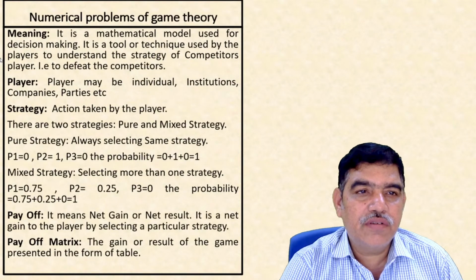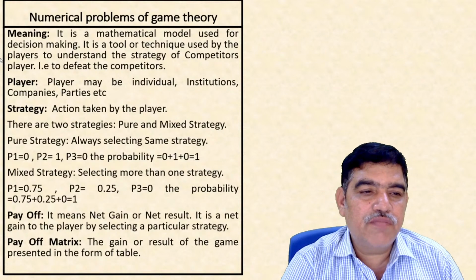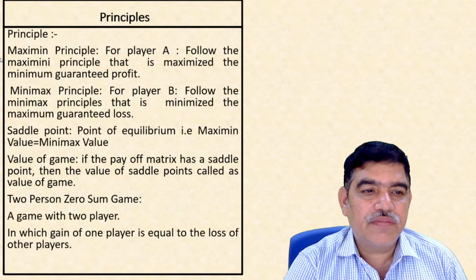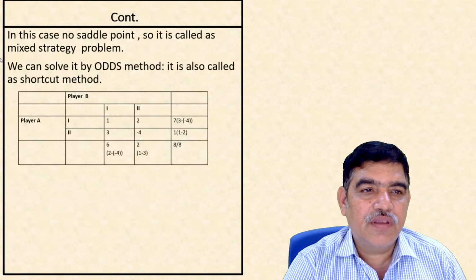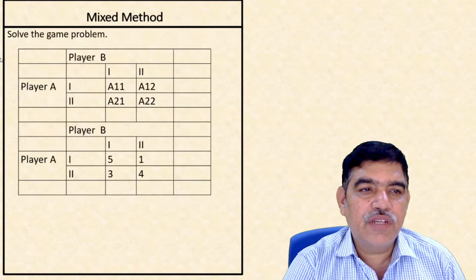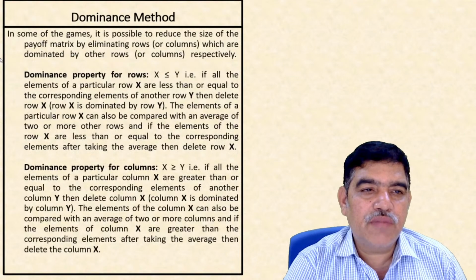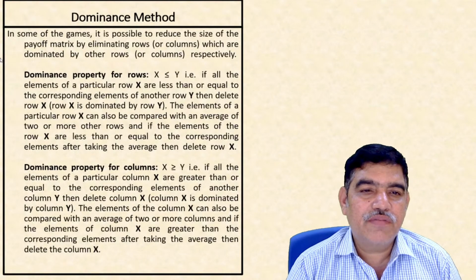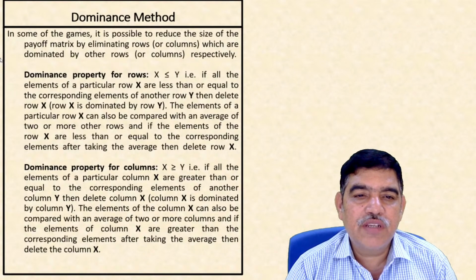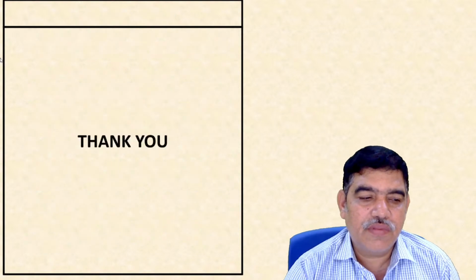Then we know about what is a player, what is a strategy, what is a payoff matrix, and solved some problems. And at the last, we know how to solve the game problem by using the dominance method. That means by reducing the rows and columns of the payoff matrix up to a 2 cross 2 matrix, and then we apply the odds method or minimax or maximin principles to find the value of the game. Thank you.